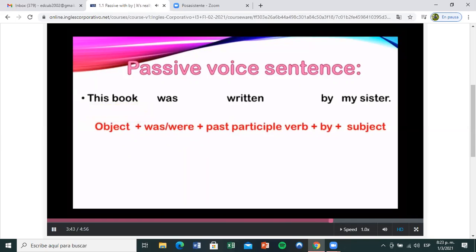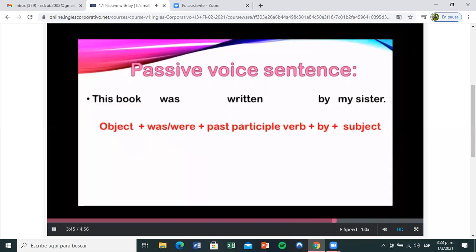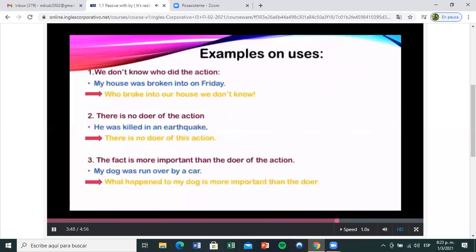Now let's write examples for the uses previously mentioned in our intro video. Remember, we don't know who did the action. My house was broken into on Friday. Who broke into our house? We don't know. Number two, there is no doer of the action. He was killed in an earthquake. There is no doer of this action. The last use, the fact is more important than the doer of the action. My dog was run over by a car. What happened to my dog is more important than the doer.